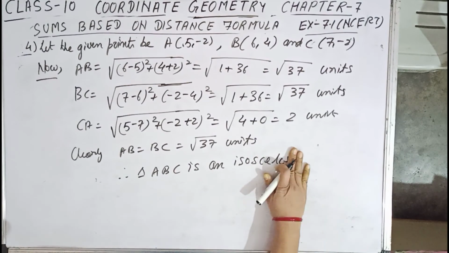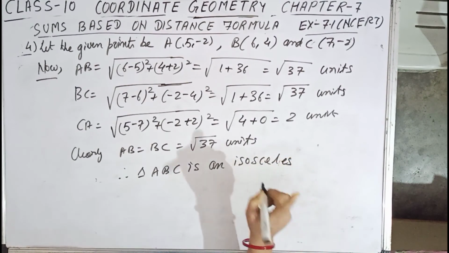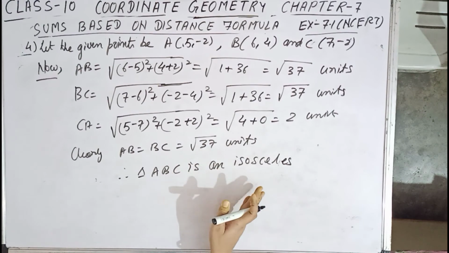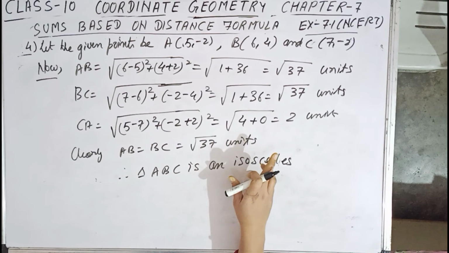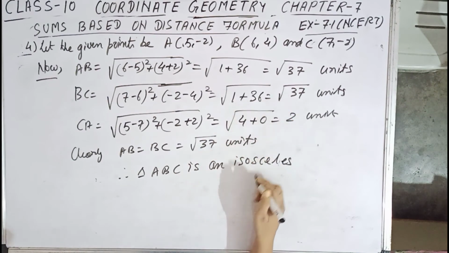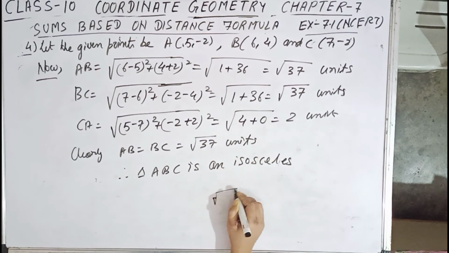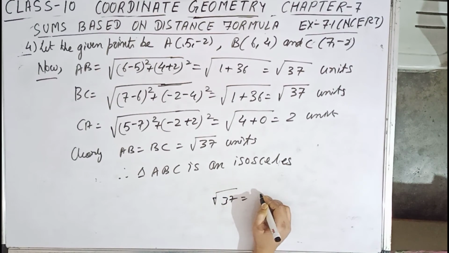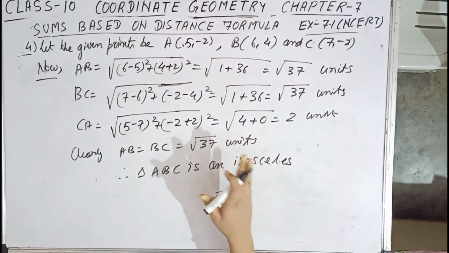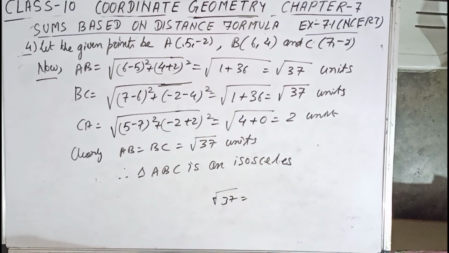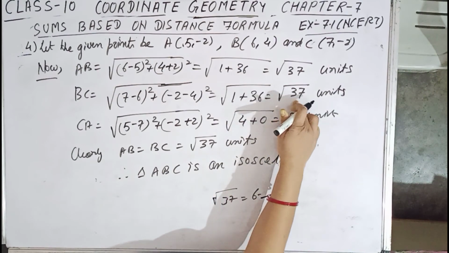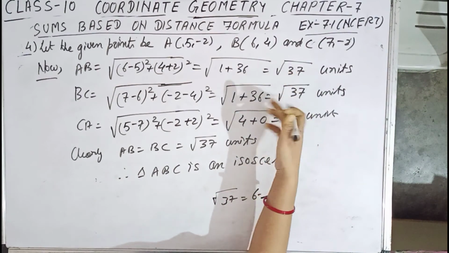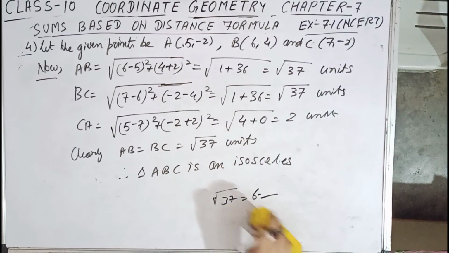Children, this I have written over here isosceles triangle, but if it comes in the examination, once check that the sum of the two should be greater than the third one. Means over here under root 37 will come as how much? Sorry, sum of the two sides is less than the third side. So over here under root 37 is 6 point something, let us take. So if I add over here 2 plus 6 point something is greater than this plus this. So it is satisfying the triangle inequality property.